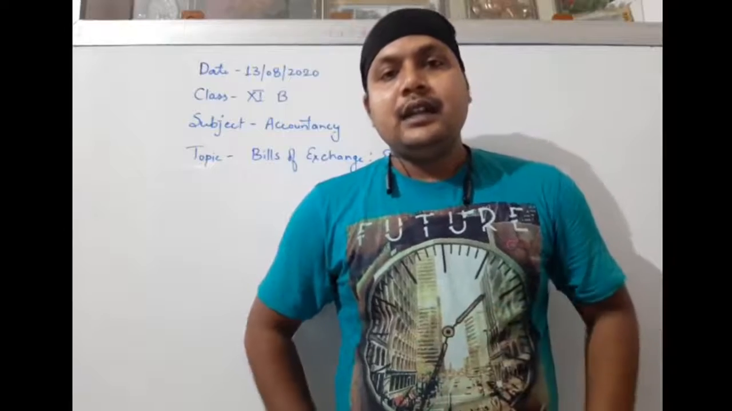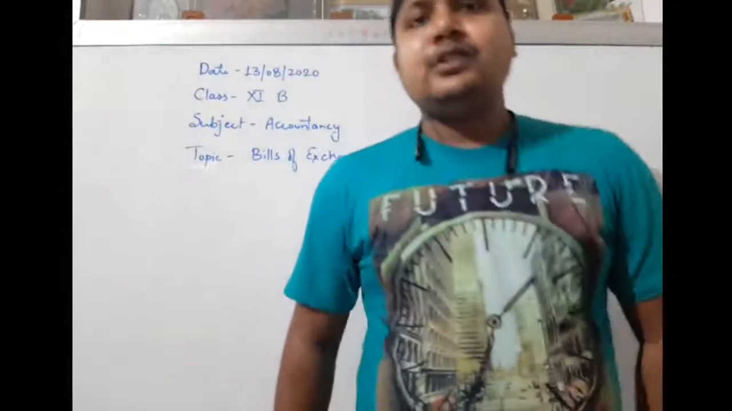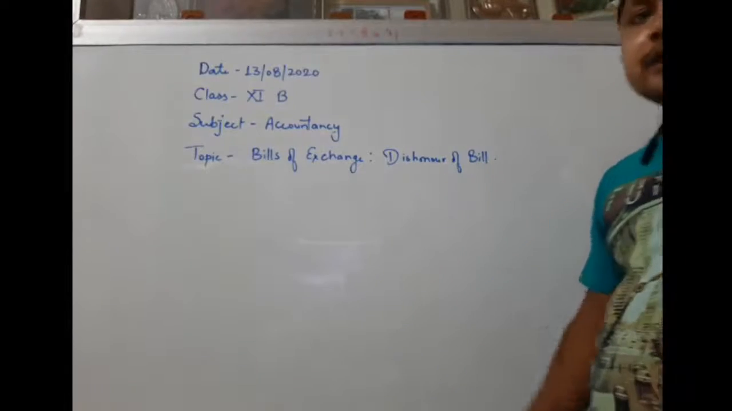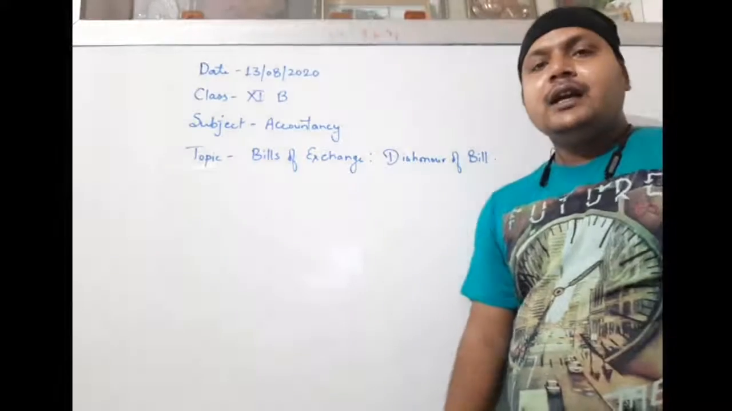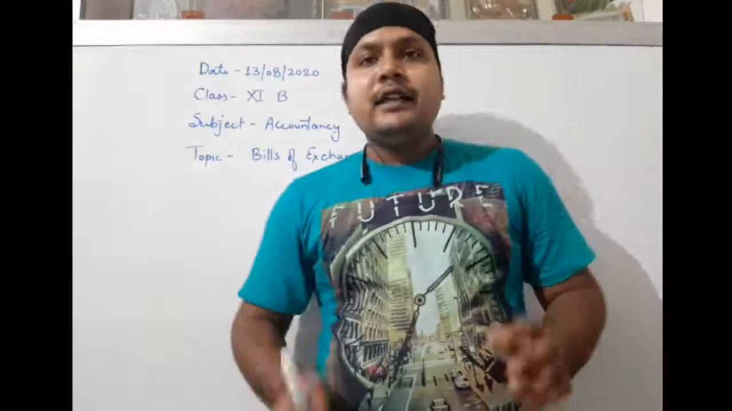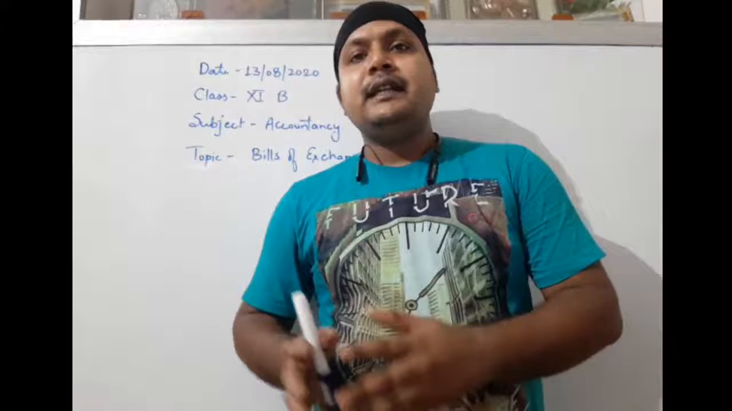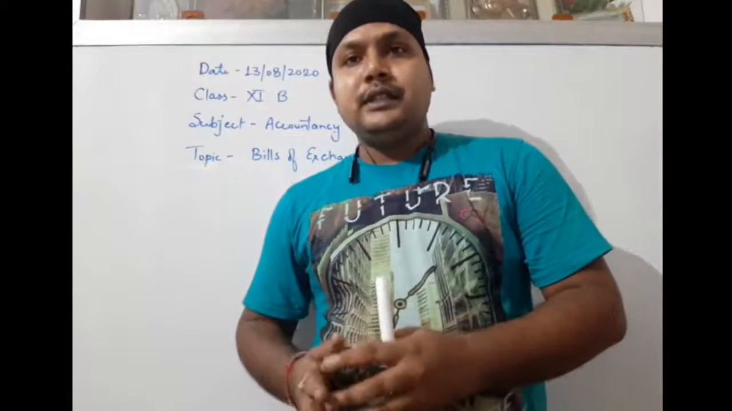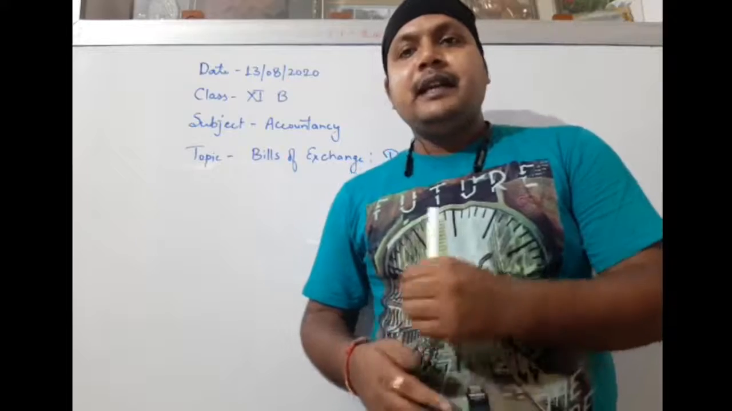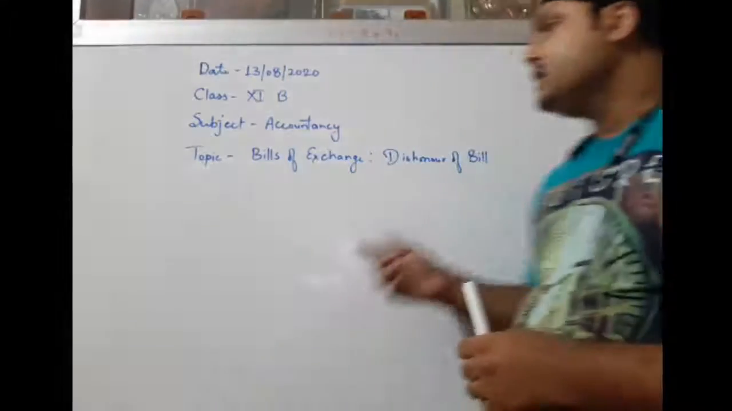And thereafter, in the last video, we discussed the next part of this chapter, that is dishonor of the bill. What is the meaning of dishonor of the bill? You know very well. Dishonor of the bill is a situation when drawee does not meet the bill, does not pay the amount of the bill on due date. It means यानी जब drawee due date पर bills का payment नहीं करता तो उसे हम लोग क्या बोलते हैं? That is dishonor of the bill.